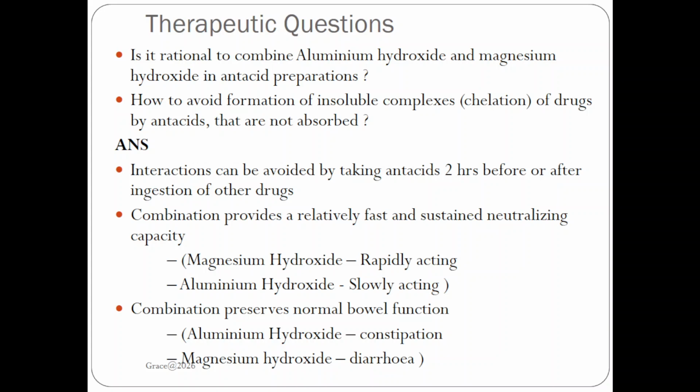So it is actually rational to combine both of them, because if you give one at a time, you may find that the patient you have given magnesium hydroxide is going to have diarrhea. Aluminum hydroxide is going to cause constipation, and you may need to use more drugs to manage the constipation and diarrhea. Or your patient may move to another facility, and from there they are going to describe that they're having diarrhea or constipation.